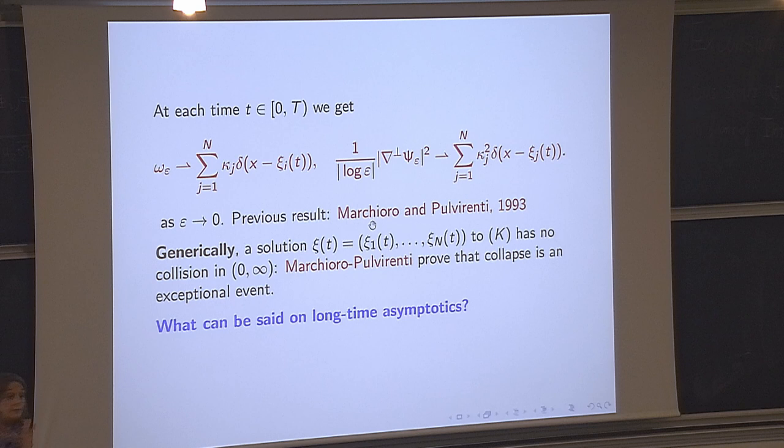This is not the first result on these topics, the desingularization of point vortices. Marchioro and Pulvirenti and collaborators did a very interesting amount of work on these topics. But in particular, in their book, Marchioro and Pulvirenti are telling us that in reality, if you consider the Kirchhoff-Routh system of ODE, generically, so apart from a set of measure zero in the initial condition, the points never collide. So you have a solution with no collision from zero to infinity, generically. So what can be said on the long time behavior of this vortex solution? We cannot say anything.